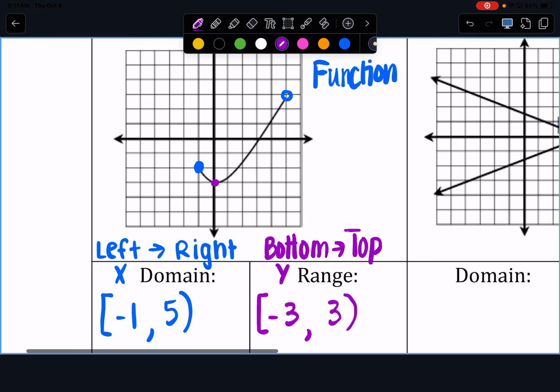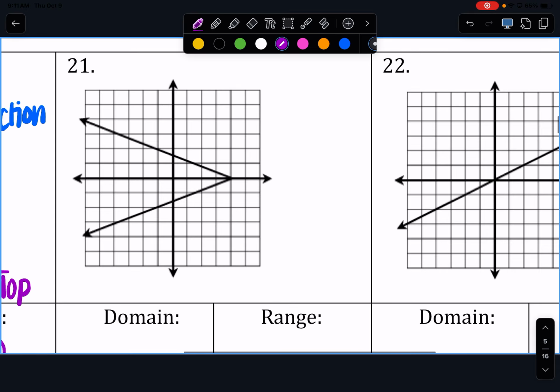Now we're going to look at 21. So for 21, first, is that a function? No, it is not. Why is it not a function? Yep, it fails the vertical line test because it intersects twice.